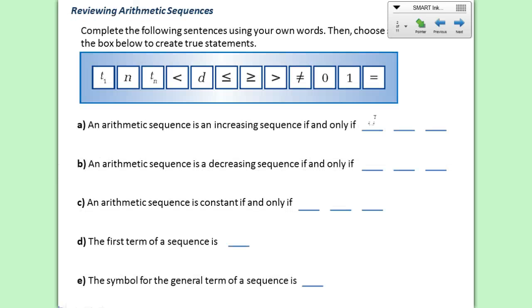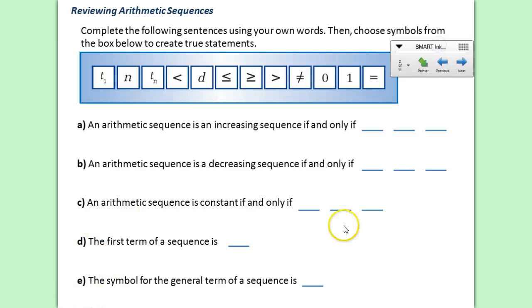To start, let's review the things we know from yesterday. An arithmetic series is increasing if and only if... I want you to pause here and go through and do these, and then come back and see if you've got this. This is review from the stuff we did last day. An arithmetic series is increasing if and only if d is greater than 0.